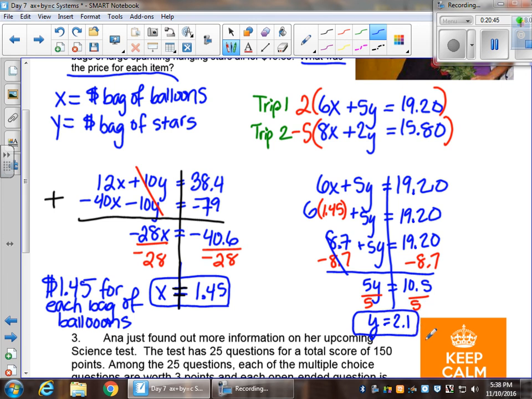What does this answer mean? Well, again, y represents the cost of a bag of stars, so 2.1 in terms of money, $2.10 for each bag of hanging stars.